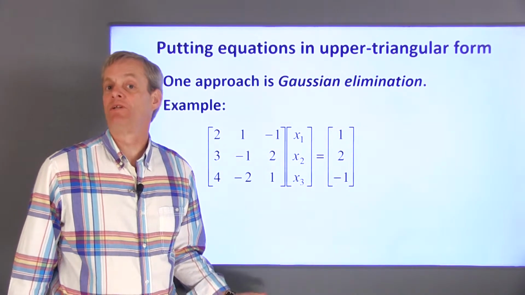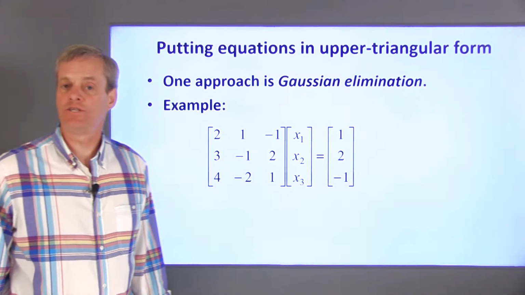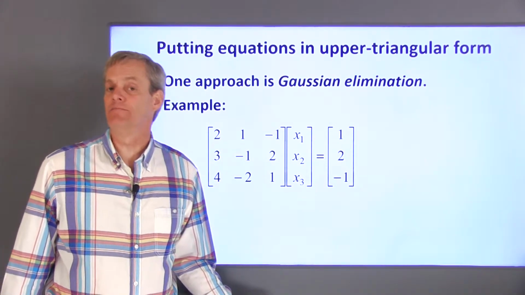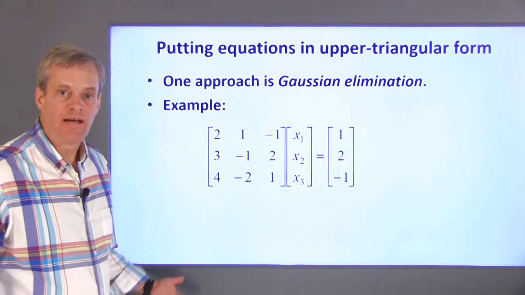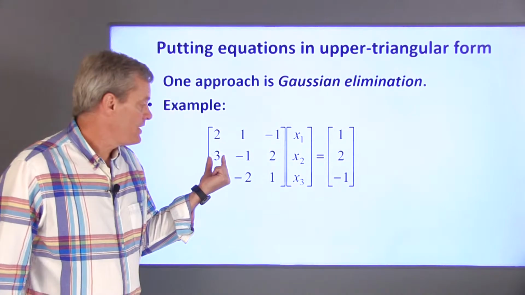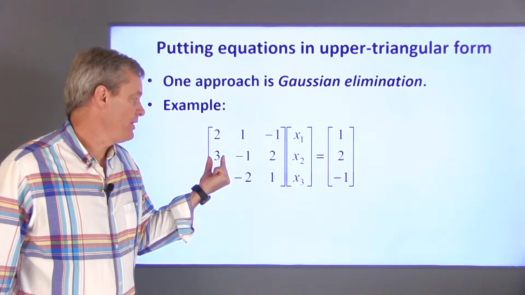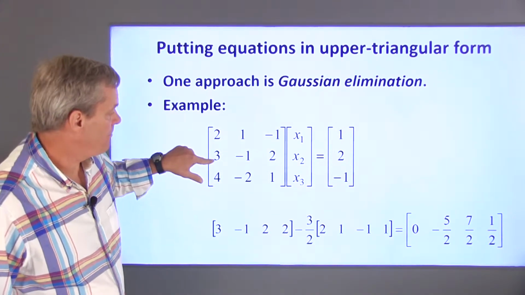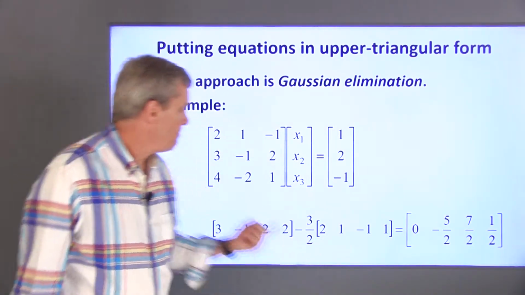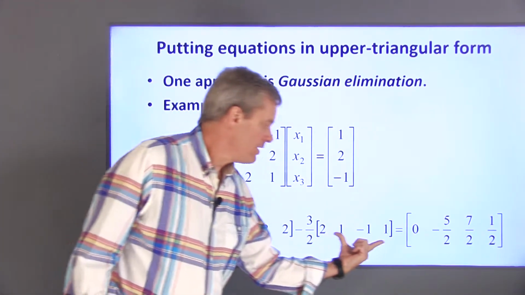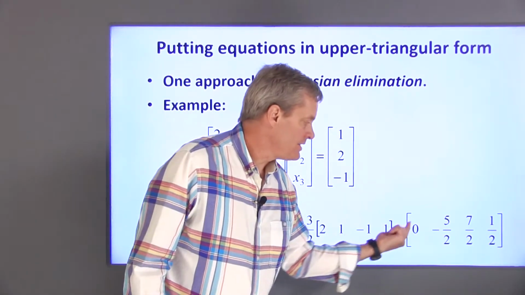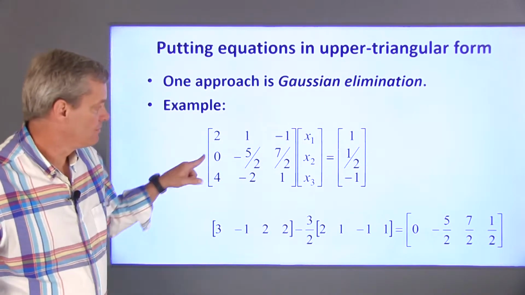Gaussian elimination relies on the fact that linear combinations of rows of a matrix don't change the information contained in the matrix. I'll illustrate Gaussian elimination in the context of this example. The first thing I'll do is place a 0 at this point in the array. I can do that by dividing 3 by 2, this element by this element, multiplying it by this row, and then subtracting that from this row.